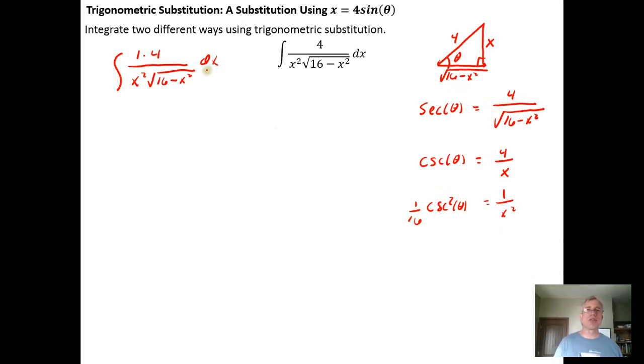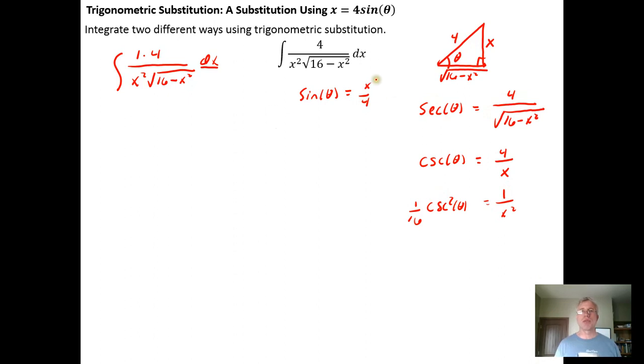And the last thing to do is to deal with the dx. To deal with the dx, I usually get the simplest relationship I can out of the right triangle. For example, in this case, I can see that the sine of theta would evaluate very easily. The sine of theta would be x over 4.